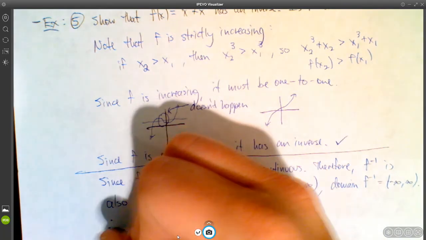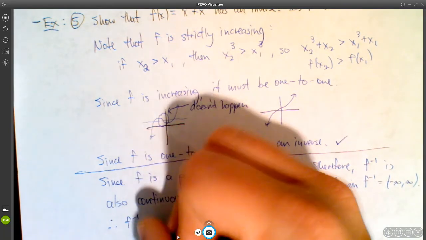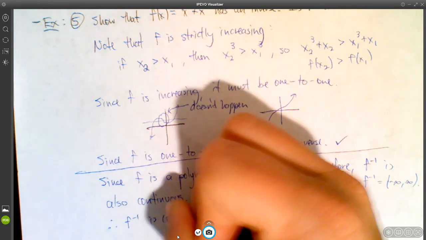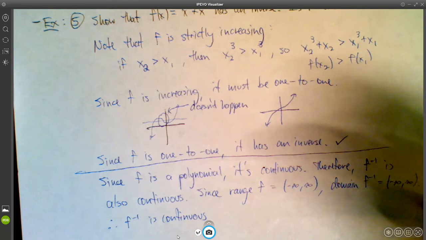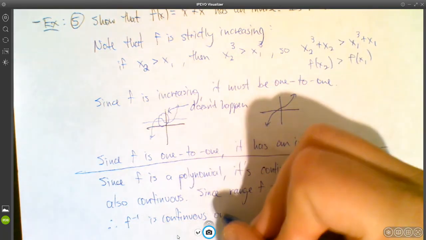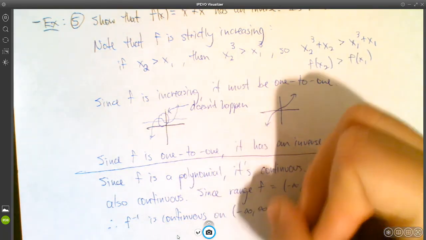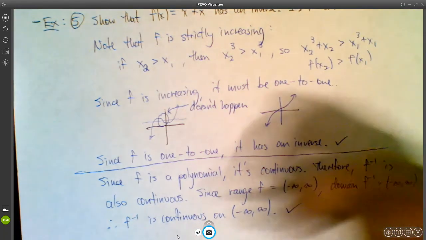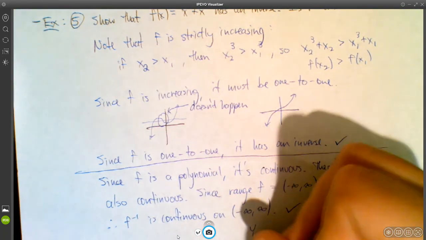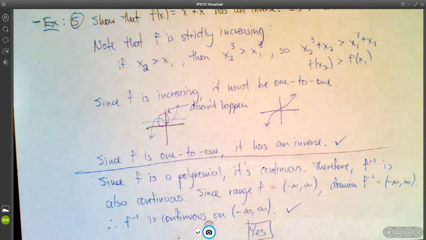Therefore, f inverse is continuous. We know that f inverse is continuous, and we know that its domain is negative infinity to infinity. So f inverse is continuous on negative infinity to infinity. So the answer to the question is yes.